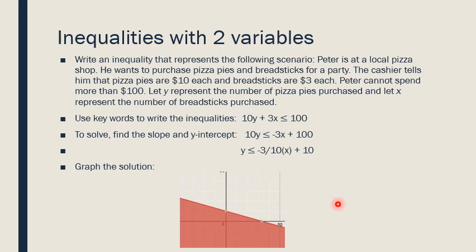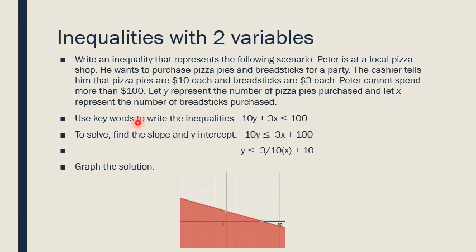This is a question from your test. It says, write an inequality that represents the following scenario. Peter's at a local pizza shop. He wants to purchase pizza pies and breadsticks for a party. The cashier tells him that pizza pies are $10 each, breadsticks are $3 each. Peter can't spend more than $100. Let y represent the number of pizza pies purchased, and let x represent the number of breadsticks purchased.